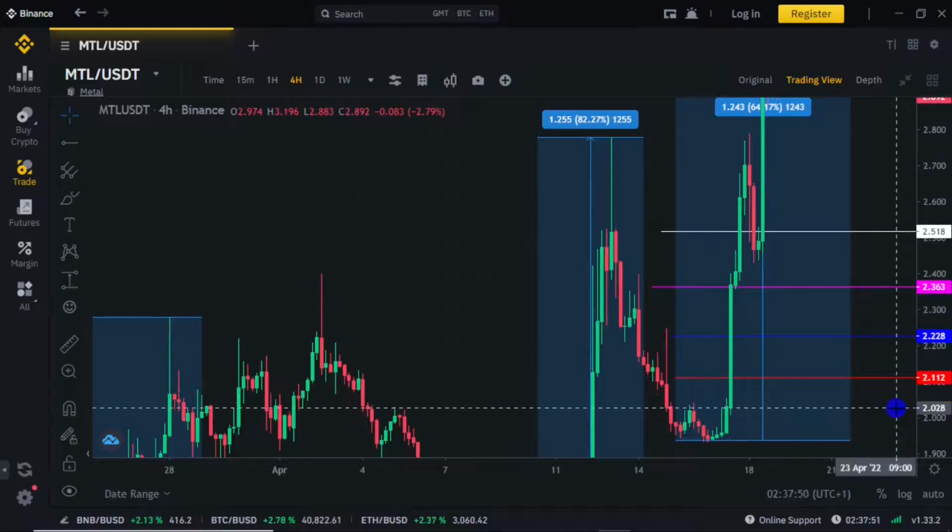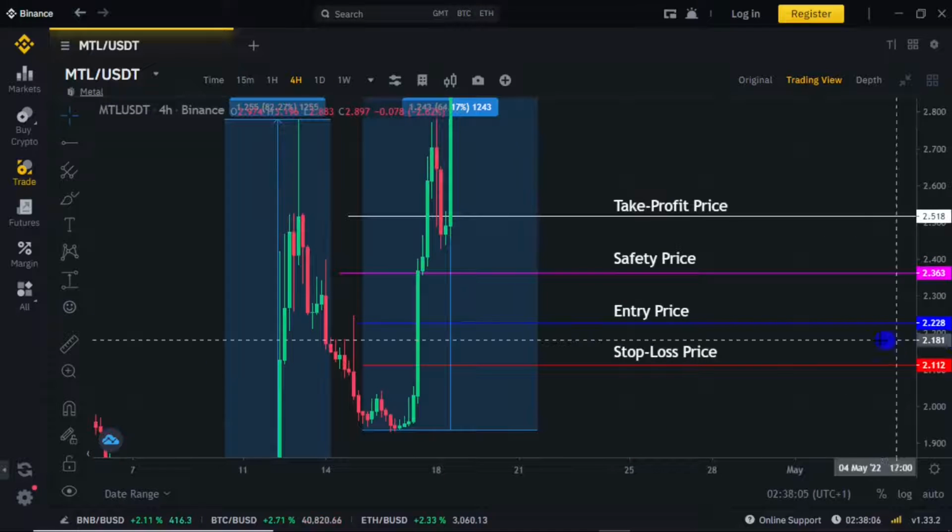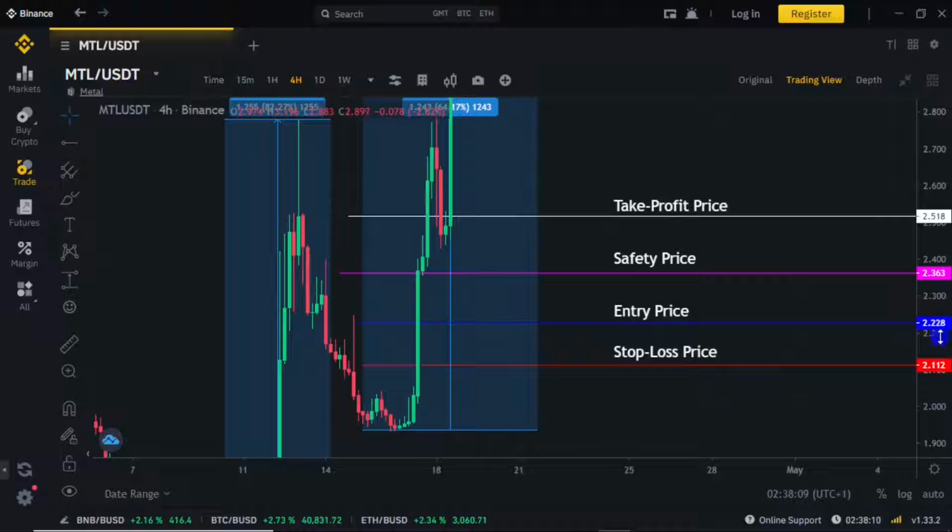So, step 1. For you to get your entry price, you have to use the price range to measure 15% starting from the lowest price of the green candlestick bullish trend starter, and then use the blue horizontal line tool to indicate your entry price, which is $2.2283.